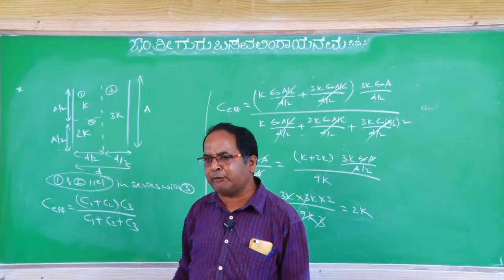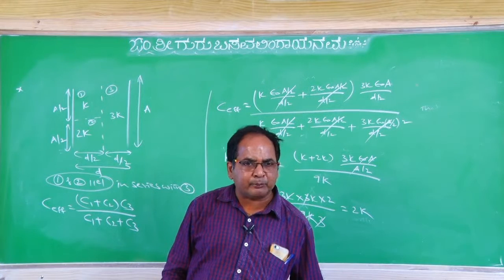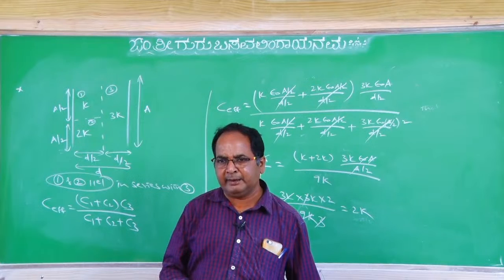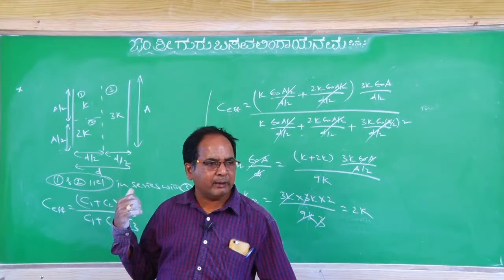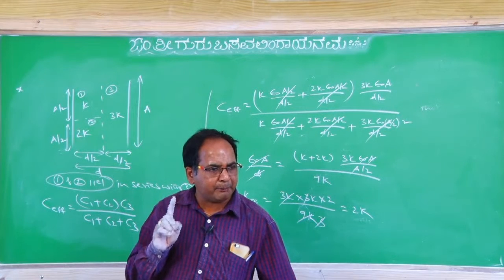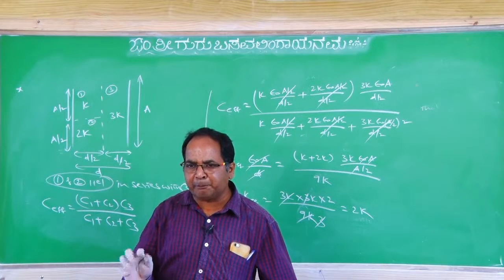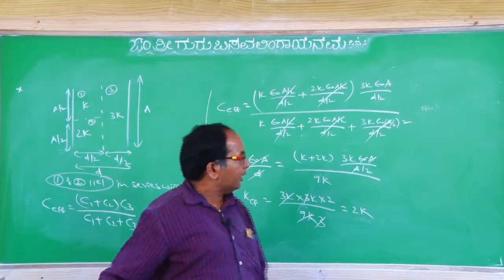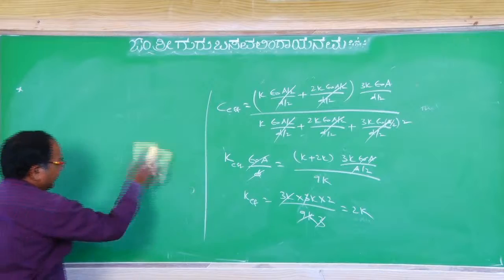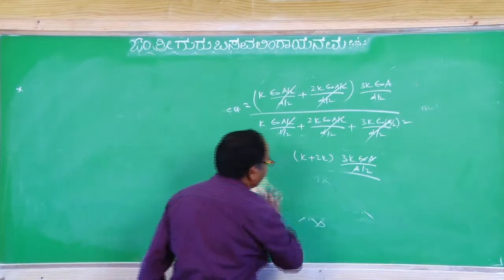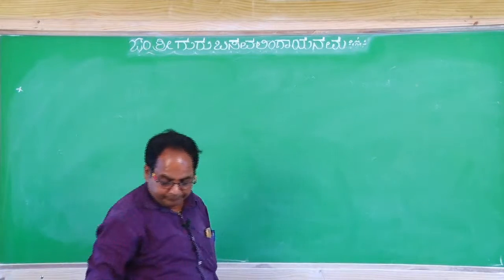What is the direct formula for this pattern? K1 plus K2 into 2K3 divided by K1 plus K2 plus 2K3. So like this we are able to find out the effective dielectric in series and parallel combination.